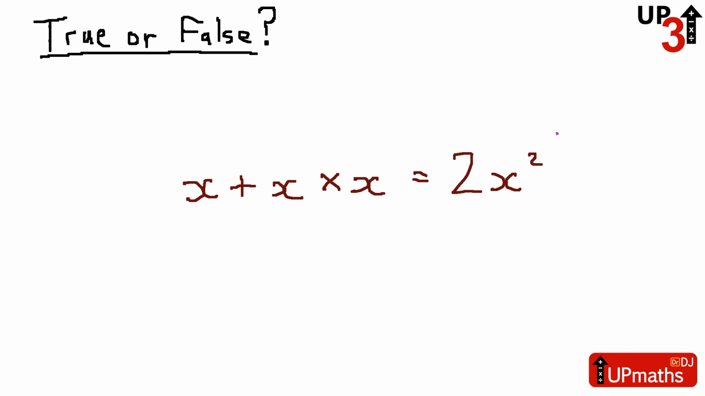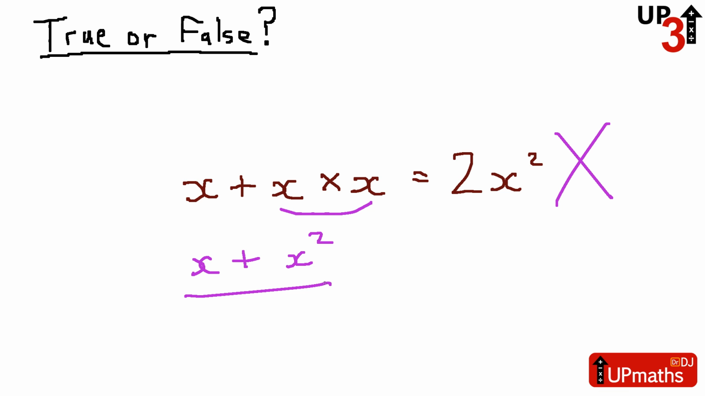And this is false. We can write x times x as x squared. So that's like writing x plus x squared. And that's it. That's the final answer. You can't do anything else. Because that's like a giraffe and an elephant. There's two different things. You can't combine them anymore.